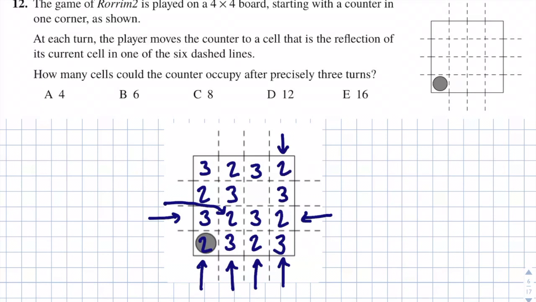So if we count up the number of 3s, we've got 1 here, 2, 3, 4, 5, 6, 7, 8. The total number of cells that the counter can occupy after 3 turns is 8. We've got an answer for 8, which is answer C. So therefore, final answer equals C.